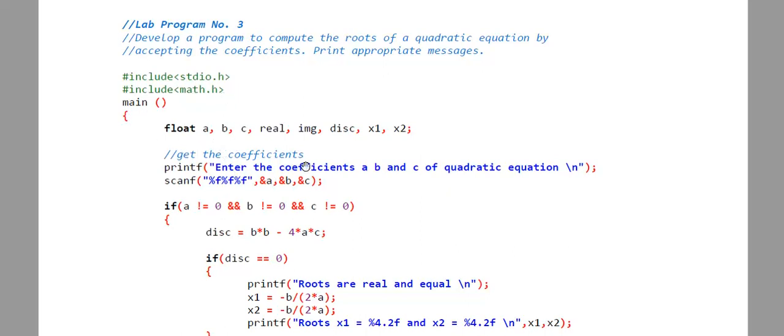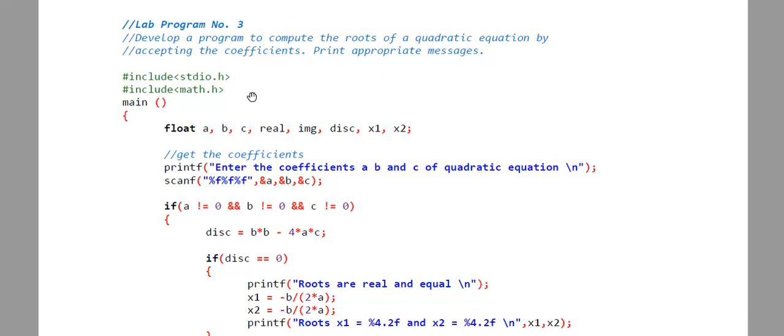Let's begin with the program. Initially, we have to include the stdio.h library, which includes the standard input output functions. So, hash include, angle bracket, stdio.h, closing angle bracket, hash include, inside the angle brackets, math.h. We are using this additional library so that we can use some of the functions from it. One is the square root and the second one is the absolute value.